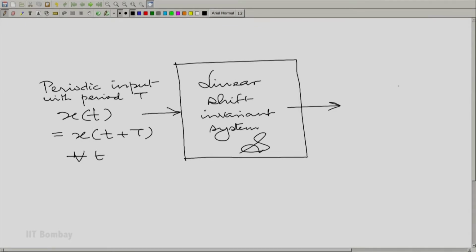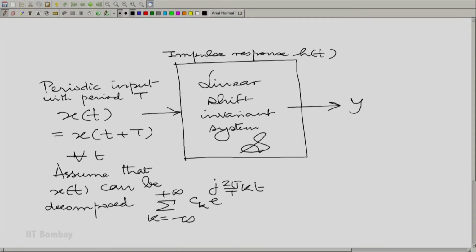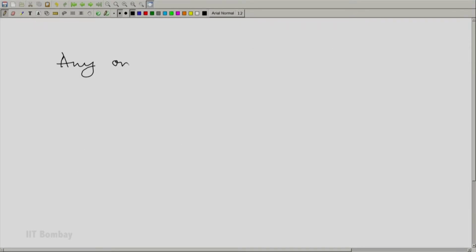So, of course, it is very clear that we can get a Fourier series representation of x(t) under certain circumstances. So, assume that x(t) is Fourier decomposable. Let the impulse response of the system be h(t). We want to find the output now in general, and we want to make certain observations about it.